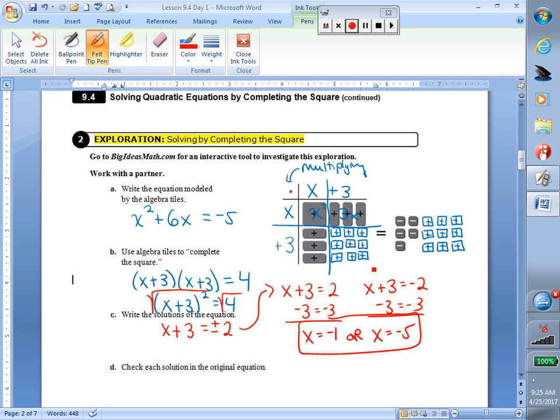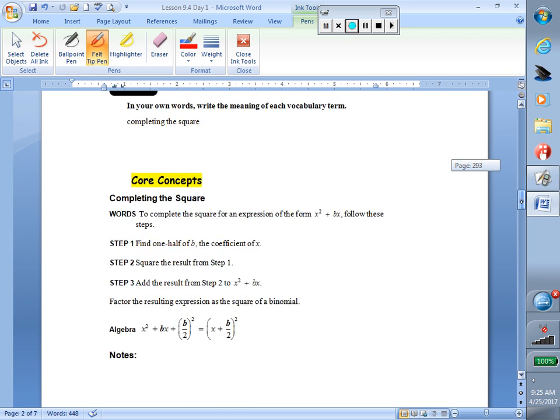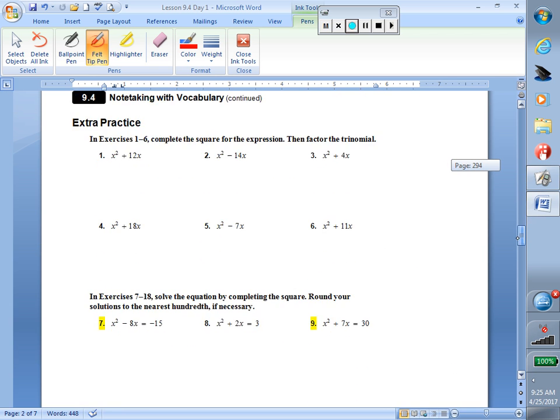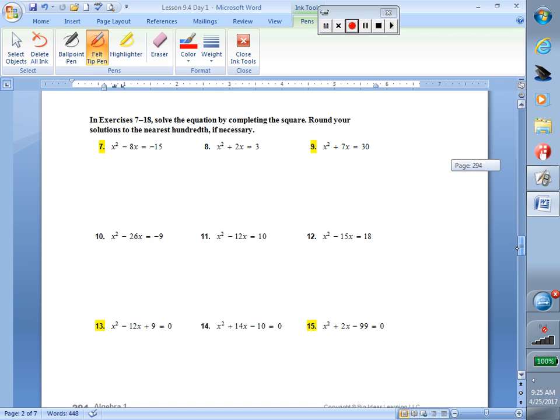Show you how we make a square by adding a certain number to both sides of the equation, and then how we end up in our equation with an expression squared, so we can then solve using square roots. So now let's actually go through this process without the algebra tiles. Let's go ahead and turn to page 294 in our student journal, and let's look at question number 7. So I want to go through this process without the algebra tiles.